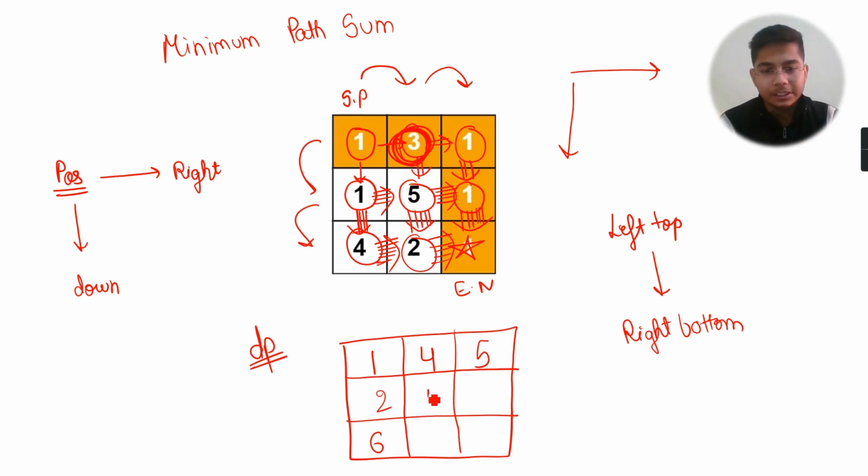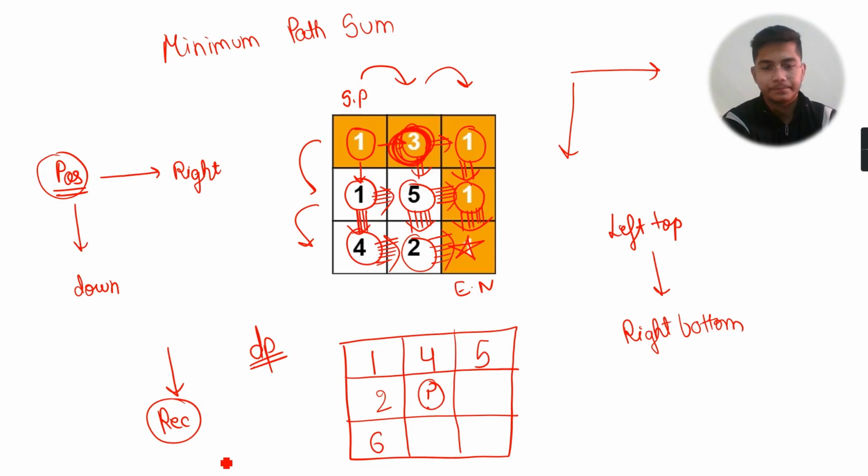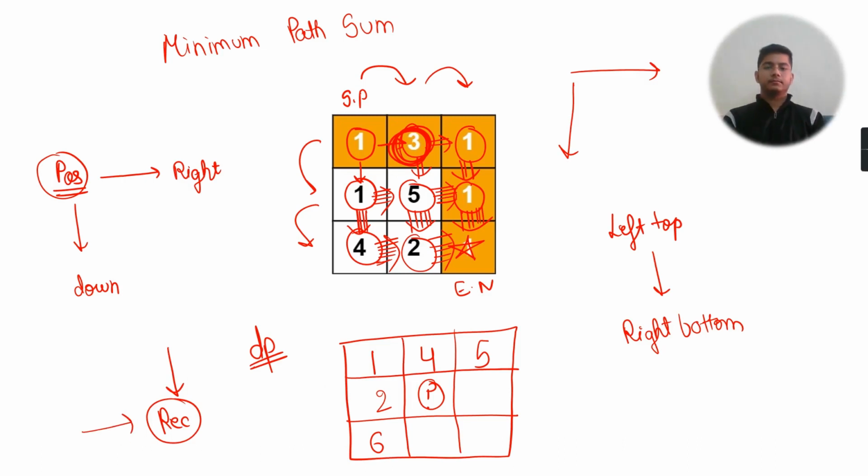So if I'm at this position, what will be my choices? Either one can come from top. So we have discussed that from a position we can go either right or down, right? But if I'm at the receiving position, what will be the ways through which I can get the sum? Either someone can come from up, or someone can come from right.